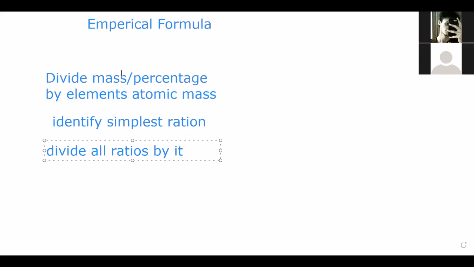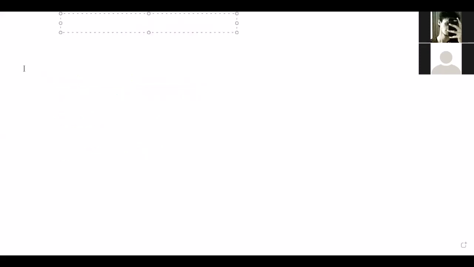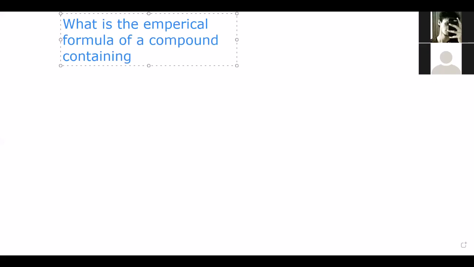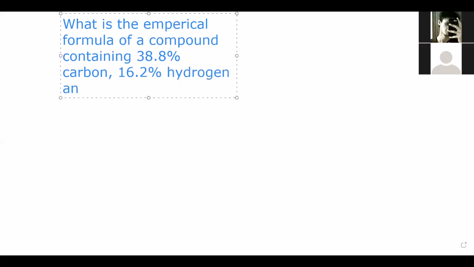Now we'll do a question on this. First is the empirical formula of a compound containing 38.8% carbon, 16.2% hydrogen, and 45% nitrogen by mass.